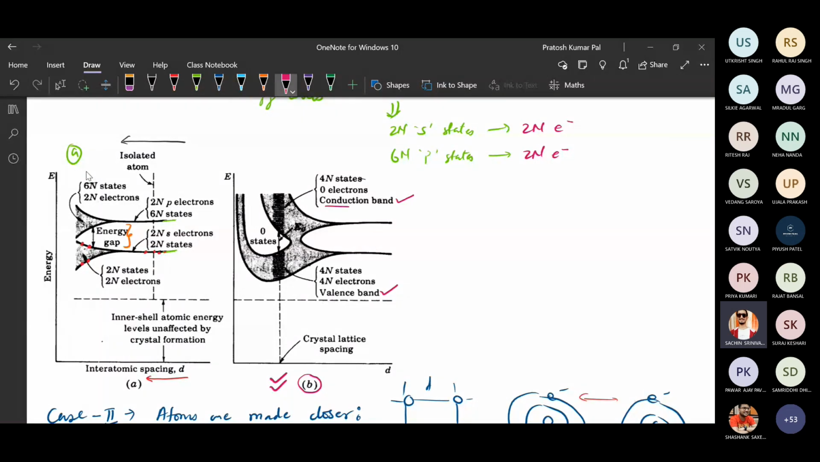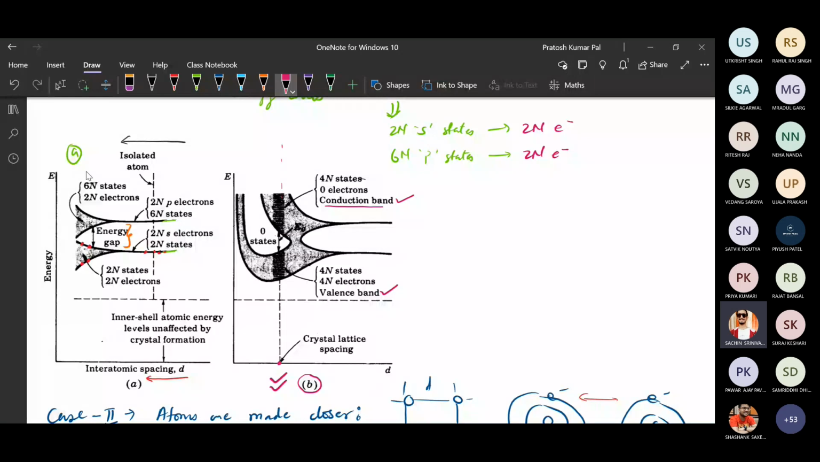So this is the point at which the crystal lattice spacing is there. Whatever spacing is there at which the crystal is formed, this is that distance. At this point we see that the valence band is filled and the conduction band is empty, and there is a region where there will be no chance of electrons. That region is called the energy gap, or we can call it the forbidden gap.